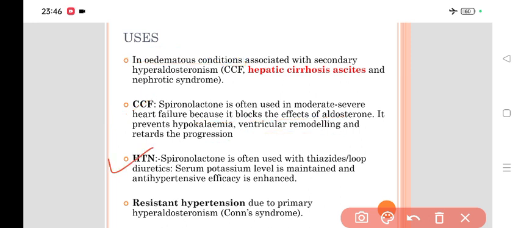In case of hypertension, spironolactone is often used with thiazide or loop diuretics, so serum potassium level is maintained and the antihypertensive efficacy is enhanced. It is also used in resistant hypertension due to primary hyperaldosteronism, simply called Conn syndrome, in which there is an increased level of aldosterone. In that you can simply go for spironolactone.